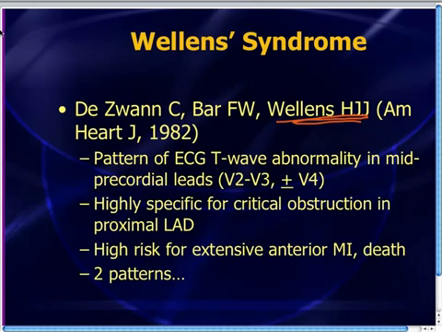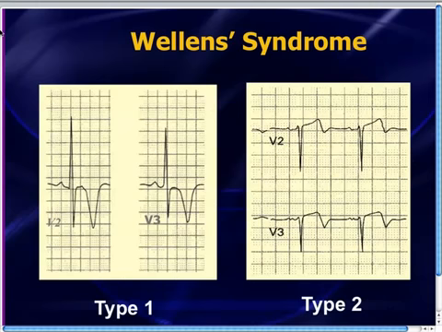And this T-wave abnormality predicted a critical stenosis in the proximal LAD, right? That's a bad place to have a critical stenosis in that proximal LAD. And no surprise, if you have a critical stenosis in the proximal LAD and you've been having symptoms, whether they're active or very recent, you're going to be at high risk for an anterior wall MI or death.